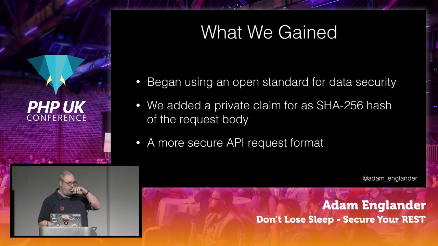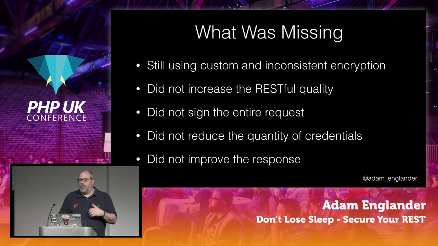And what it gave us is that we started using an open standard for data security. We added private claims for a hash of the body, so we had a way better validation process. And we had a more secure API request format, which is all fantastic. JWT does these fantastic things for you. But we're still missing things.